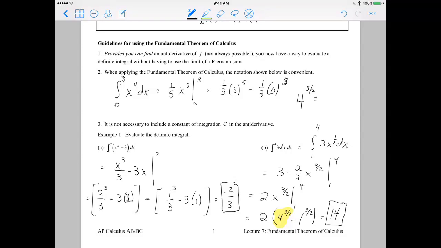So instead of cubing 4 first, take the square root of 4 first, and then raise it to the 3rd power. Okay, so in that case, 4 to the 1/2 is 2. And if you cube it, you're going to get 8. So that's how I got 8 here, minus 1, which was 7, and then multiplied by the 2 gave me the 14. Okay, so just make sure that you can do those basic arithmetic things without the use of your calculator.